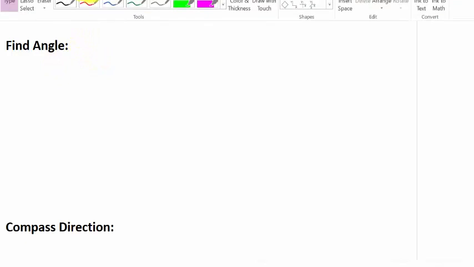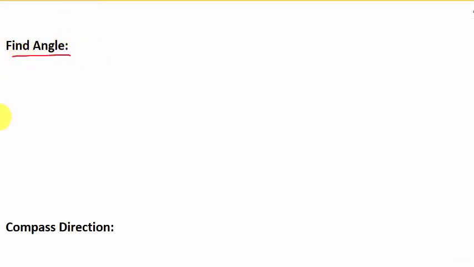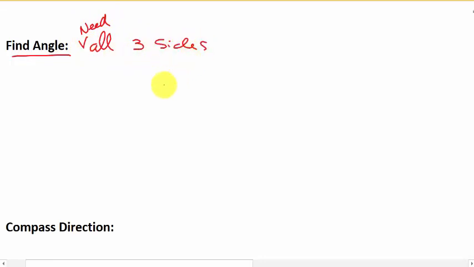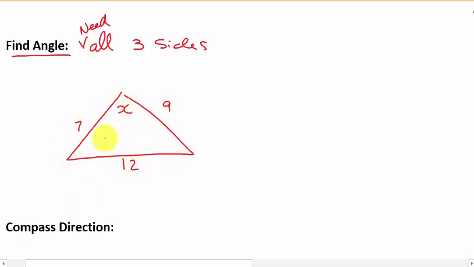Alright, here we go. So here, in order to find the angles, what do you need? All 3 sides. So you need all 3 sides to find an angle. And this is a little bit more work, but it shouldn't be too hard, I hope. Let's say 7, 9, and 12. Let's say we're looking for angle X up on top here.